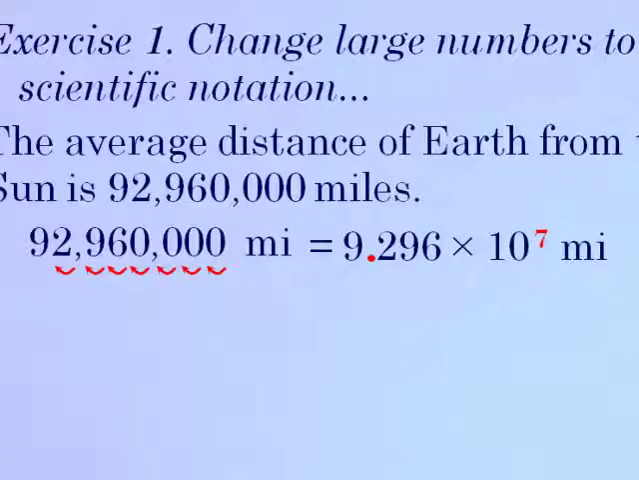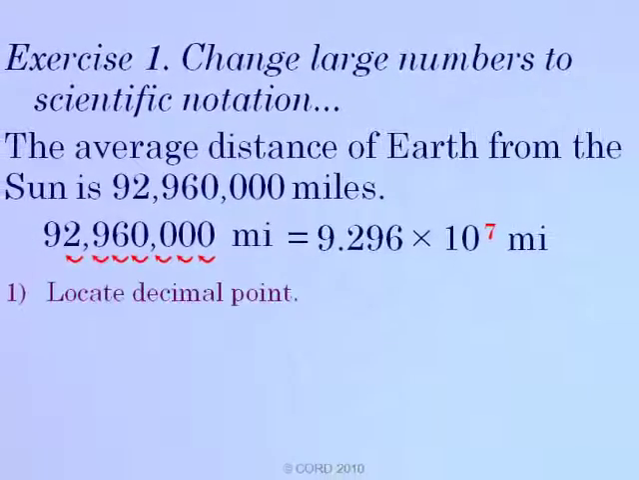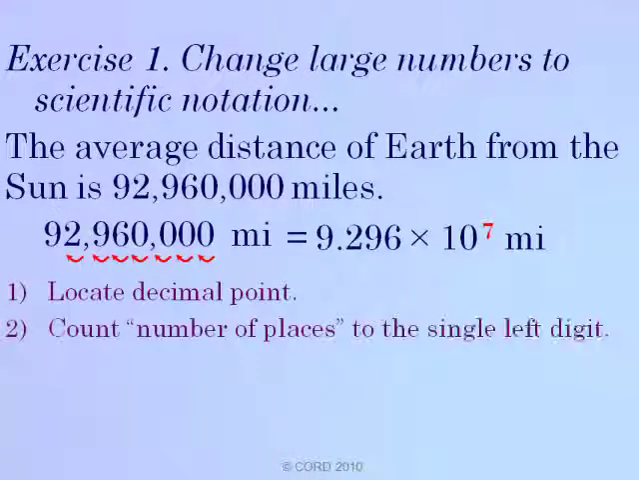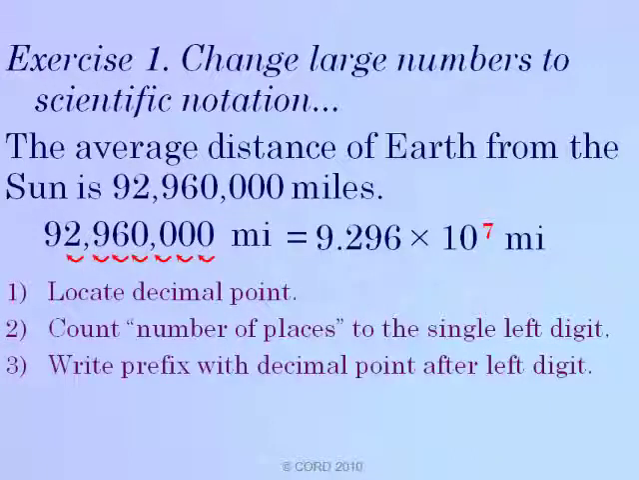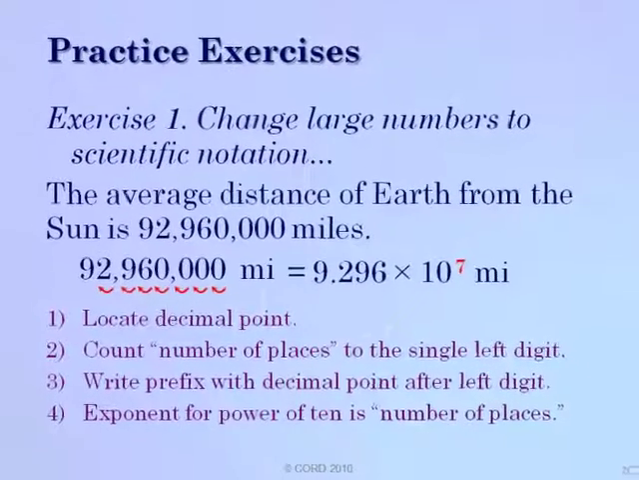We had to move the decimal point over 7 places. So that becomes our exponent. And our number in scientific notation then is 9.296 times 10 to the 7th miles. In summary, we locate the decimal point, count the number of places we had to move the decimal point. That becomes our exponent. We write our prefix, with the decimal point after the left digit, and we have our number in scientific notation.